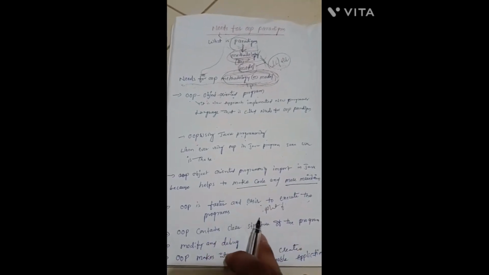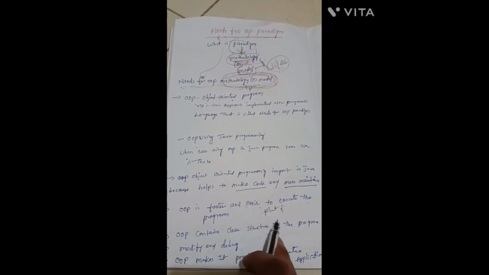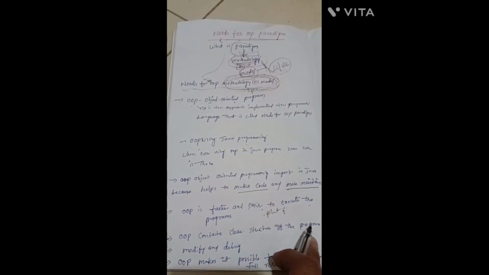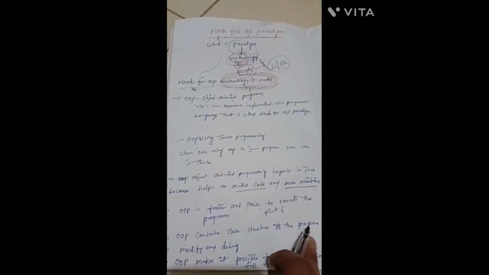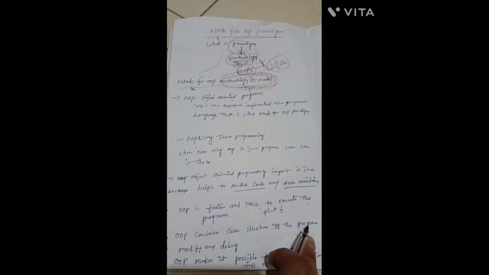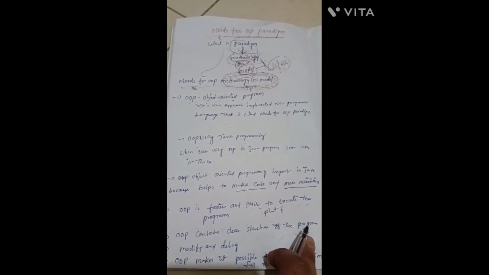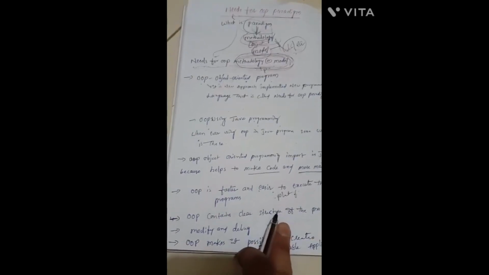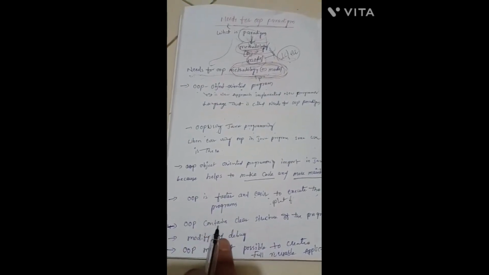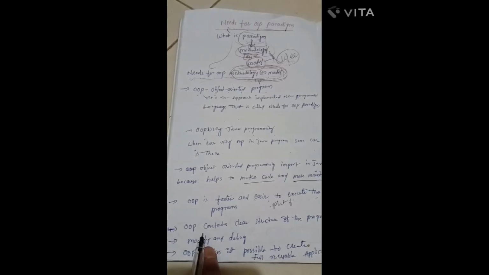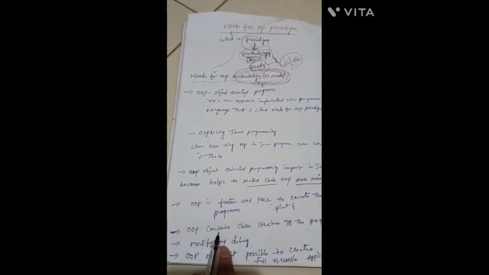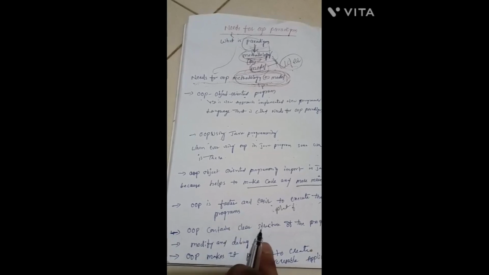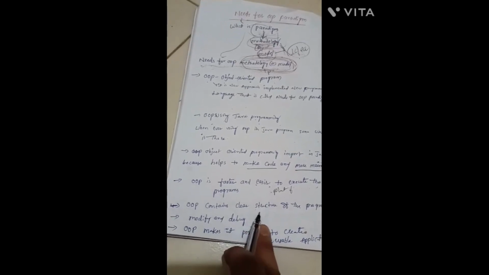OOPS contains a clear structure of the program. Clear structure means it is a bottom-up approach. According to the user, we can develop the program. That's why it has a clear structure. Next point is modify and debugging. Modify means whenever the program requires changes, we can modify it. And debugging means correcting the errors. This is called debugging.